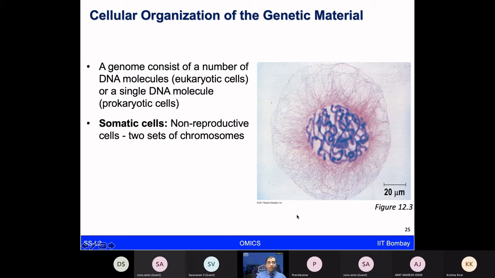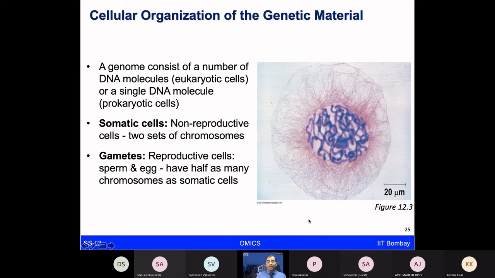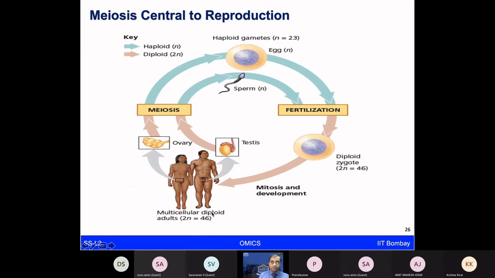A little more technical terms here, but I think you should be slightly aware that somatic cells are essentially the normal body cells, like a skin cell or a hair cell and all other normal body cells, which are non-reproductive. They contain two sets of chromosomes, and they're continuously dividing, and the DNA content and their ploidy is maintained. Whereas the gamete cells, which are the sperm cells in the male and the egg cells in the female, have half as many chromosomes as the somatic cells.